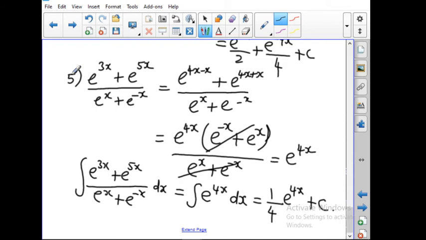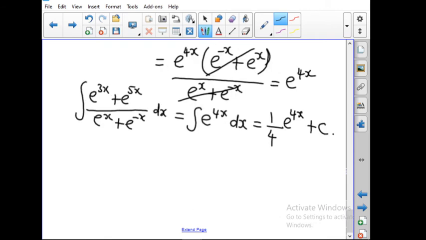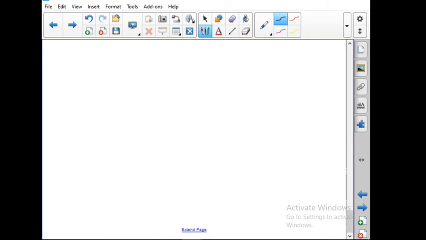So you have to be very clear how you can take out the denominator. To take out the denominator, we have to split 3x as 4x minus x and 5x as 4x plus x. So taking e^(4x) common, you can cancel the next two terms and you can easily integrate. Okay. Now let us move to the next problem.